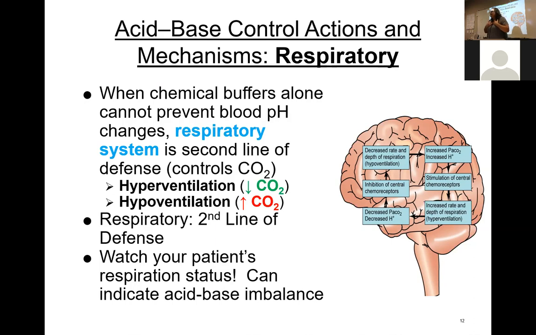Is CO2 an acid or a base? Tell me. Is CO2 an acid or a base? Acid. Great. And since we're holding on to CO2, what happens to our balance? Are we acidic or alkalotic?